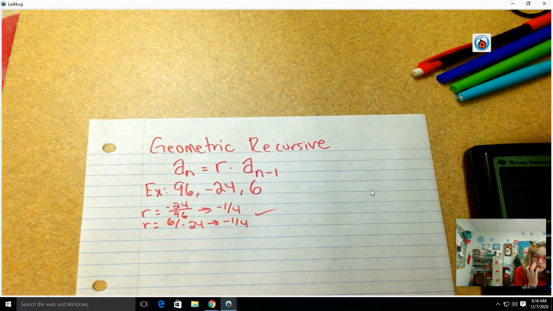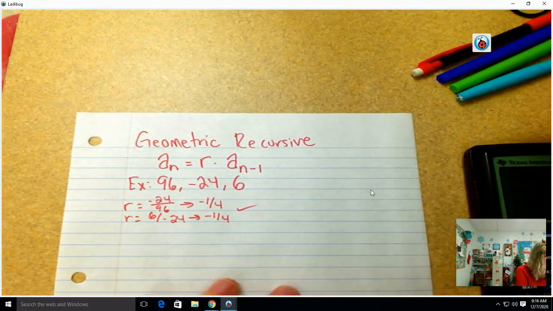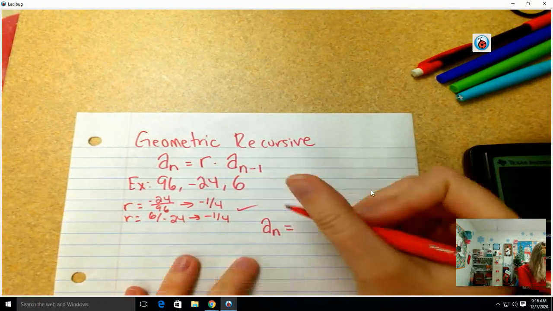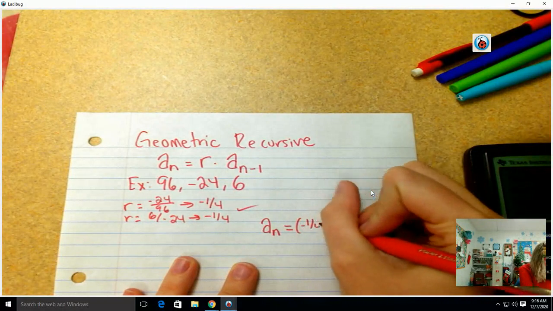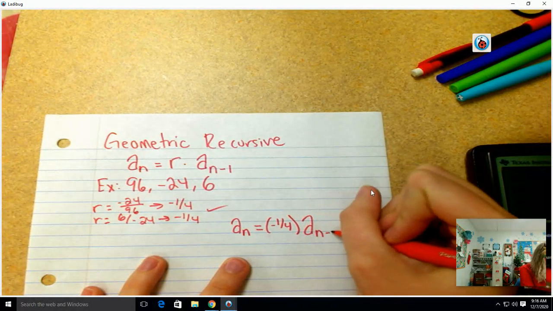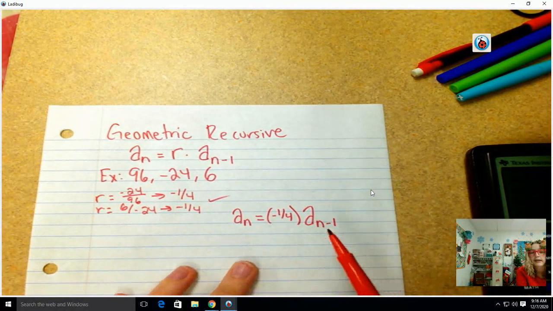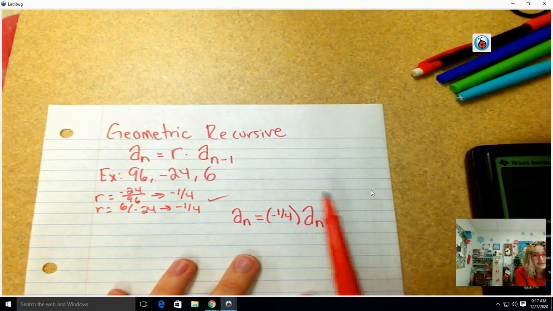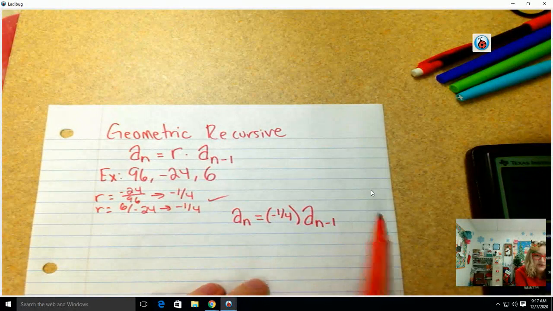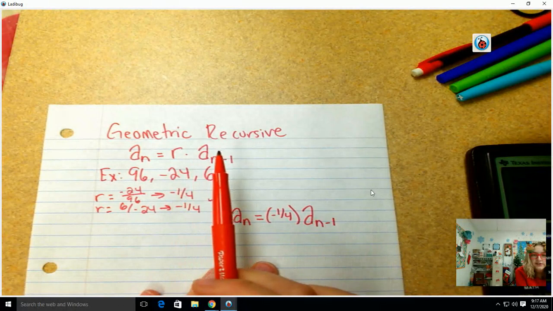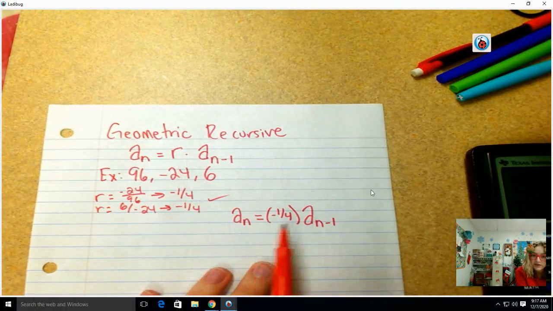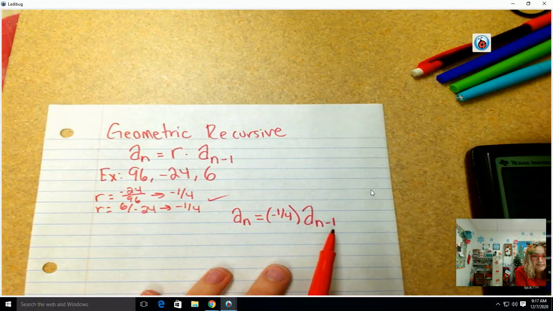So my common ratio is negative 1/4. And now I'm ready to write my equation. So it's going to be a sub n equals my common ratio, so negative 1/4, times a sub n minus 1, because I'm just writing an equation in order to be able to find things. So I don't know what I'm trying to find. I'm just writing a generic equation to do so. So essentially, all you have to do to write the recursive formula equation is just find your r, and then you're rewriting your a sub n minus 1.